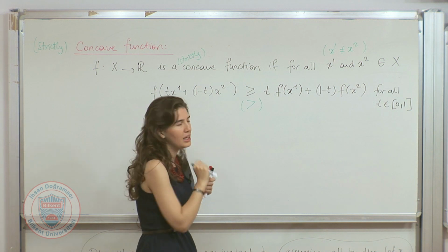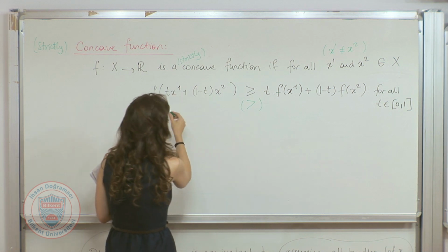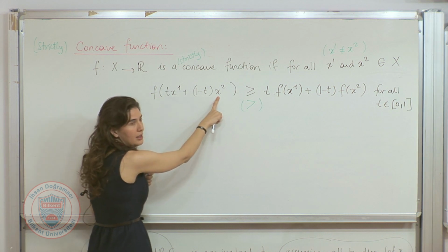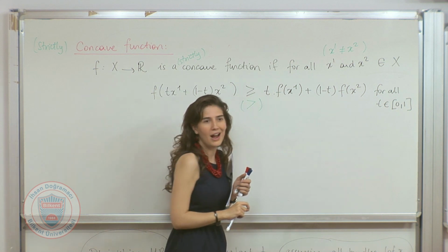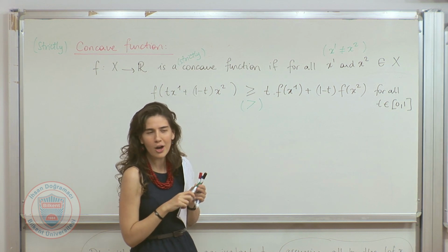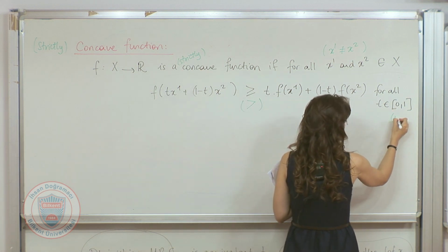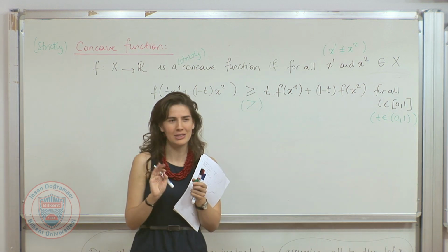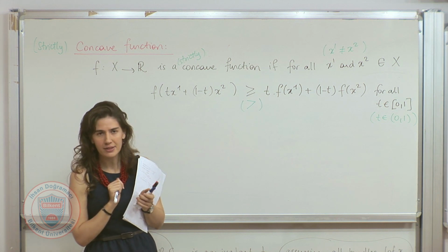Because if I take t equal to 0, what's going to happen? This is f of x2, then this is 0, this is 1, f of x2. Can I say that f of x2 is greater than f of x2? I cannot. Then how should I modify the condition? I should get rid of this guy, I should make it like this, okay? I should get rid of all the equalities, all these stuff. So this is how you would make it strict, okay?